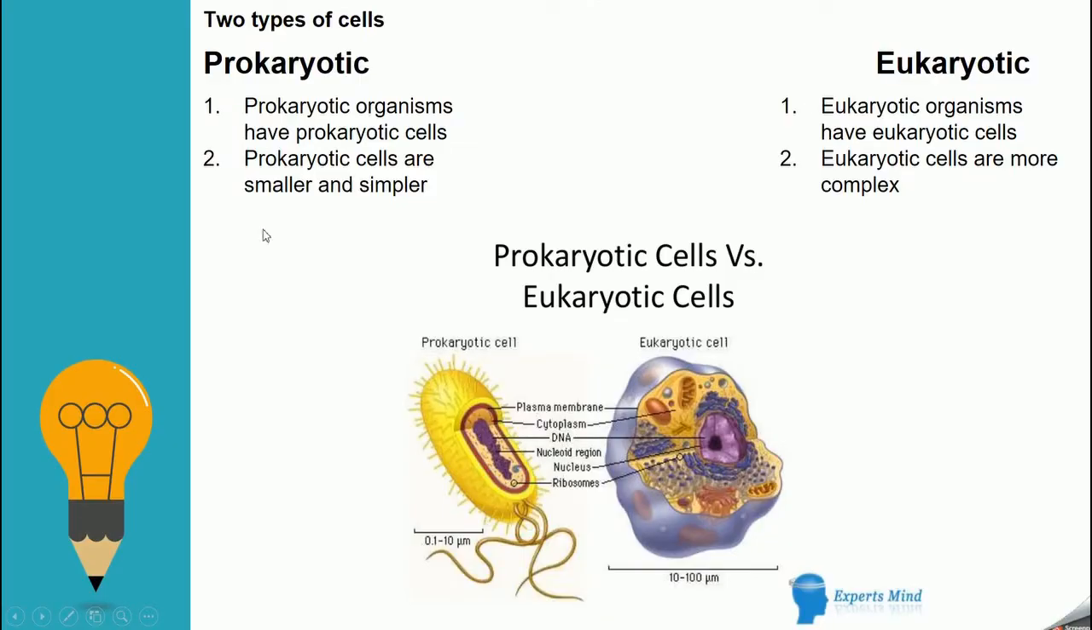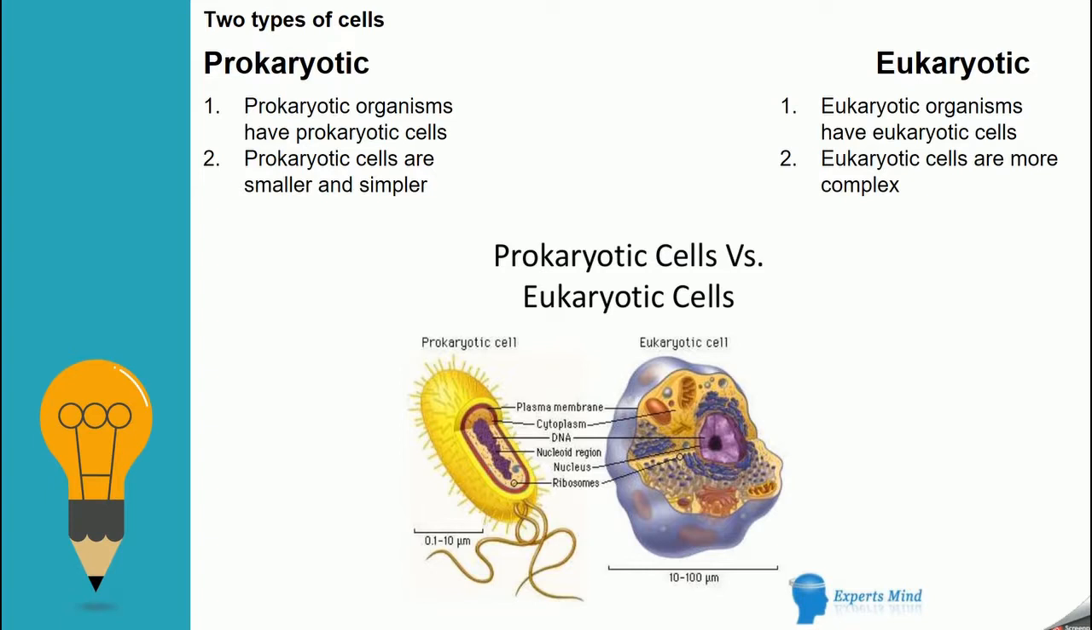Right, there are two types of cells, prokaryotic cells and eukaryotic cells. Prokaryotic organisms have prokaryotic cells. And basically these prokaryotic cells are small and very simple. In comparison to eukaryotic cells, these are much more complex and much bigger.